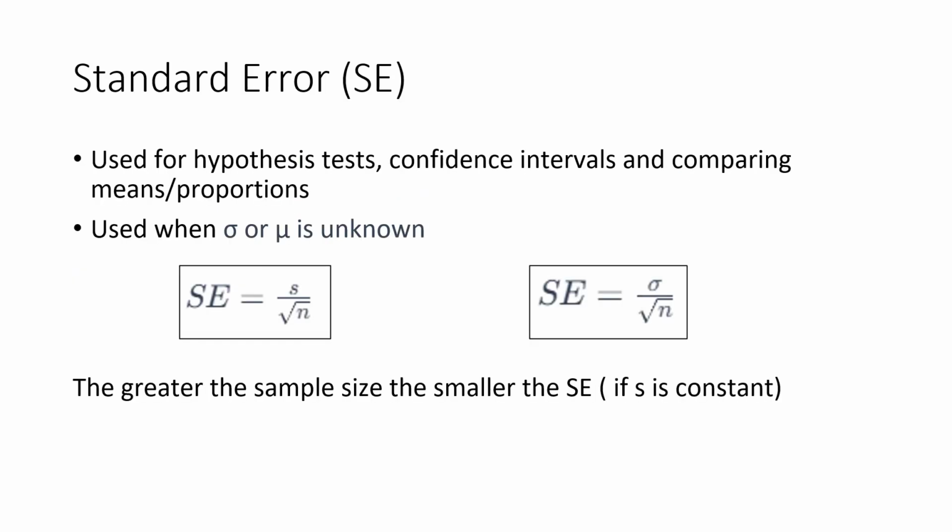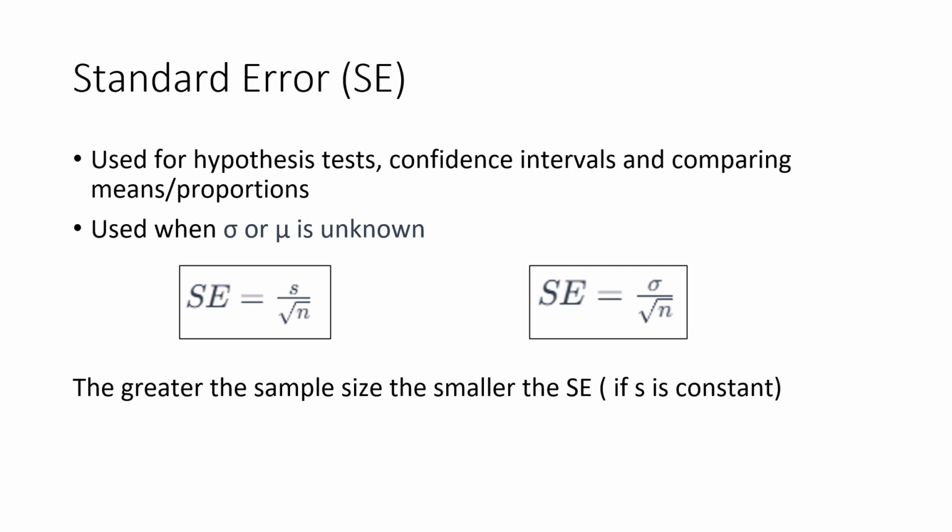Now let's move on to standard error. Standard error is used for hypothesis tests, confidence intervals, and comparing means and proportions. It's used when either sigma or mu are unknown, or even when both are unknown and you've calculated it. If you know sigma but you don't know mu, this is the formula. If you don't know sigma, then regardless if you know mu or not, this is the formula here. And it's the same thing, it's standard deviation over root of the sample size.